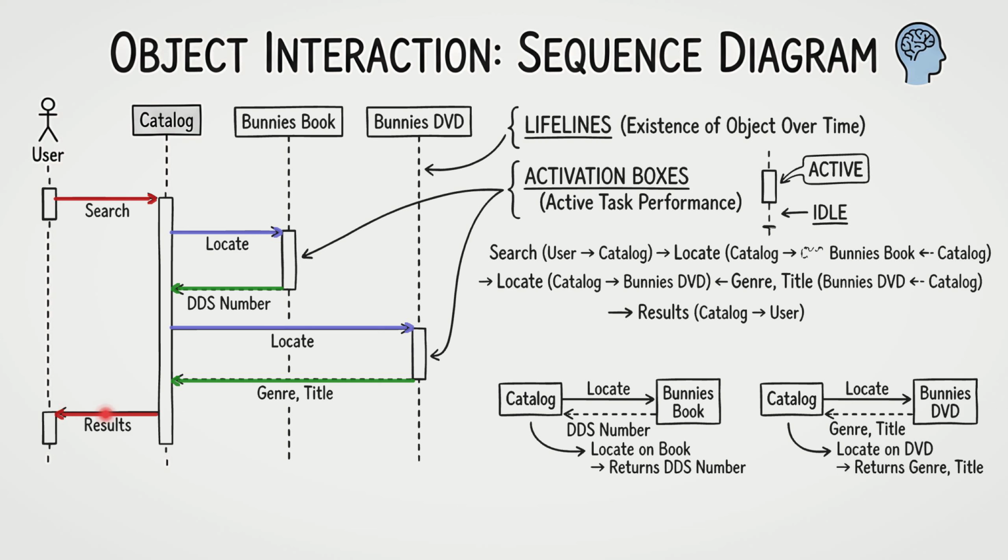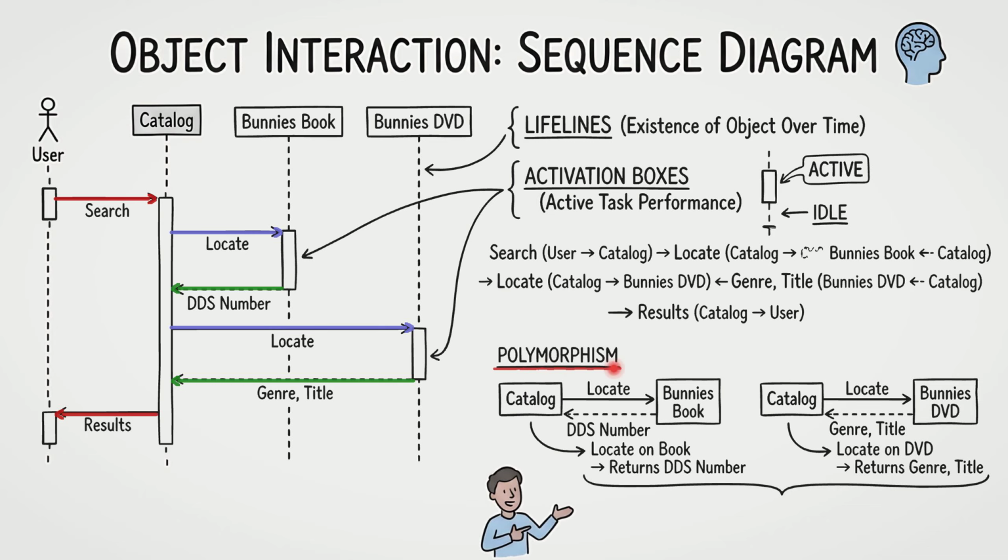This entire sequence is a perfect illustration of a powerful concept called polymorphism. As you can see down here, the catalog calls the exact same locate method on both a book and a DVD, but it receives entirely different types of return data based on what specific type of object it is talking to. Ultimately, polymorphism allows our system to ask different objects to perform the same action, trusting each object to handle the details in its own unique way.